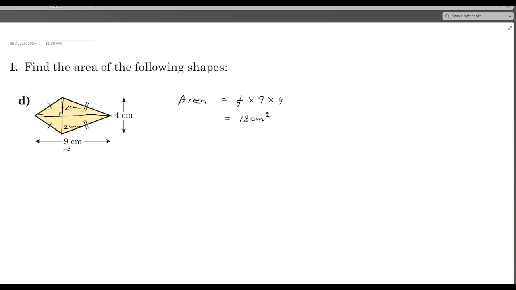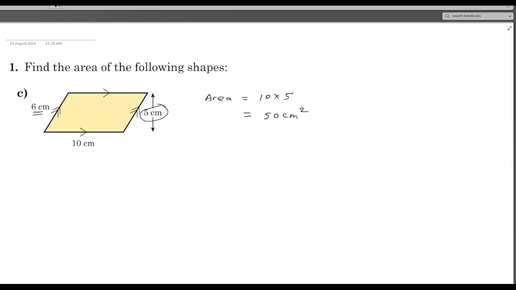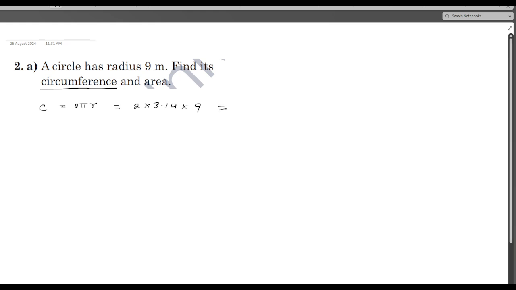Now let us move to the next question. Question number 2, a circle has radius 9 meter, find its circumference and area. The circle has radius 9, find its circumference. So the formula for circumference is 2 pi r, which is 2 times 3.14 times your radius, which is 9. So here for your circumference, you can use the value of pi as given in your calculator. So 2 times pi times 9.